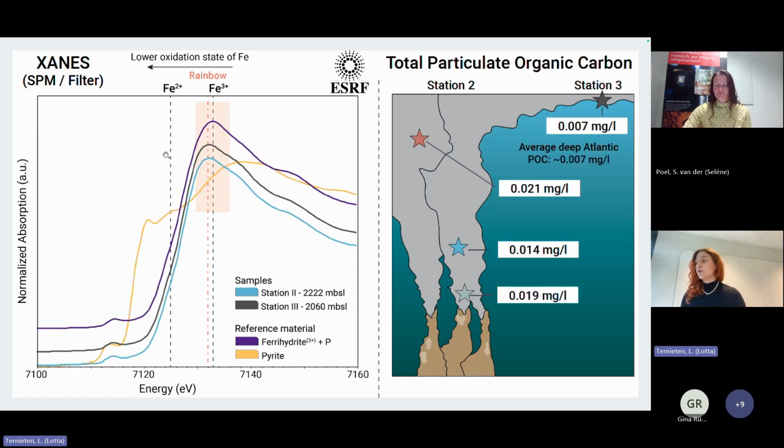I also did some total particulate organic carbon measurements. And here it turns out that yes, in the buoyant plume specifically, we have an elevated concentration of organic carbon of up to 0.021 milligram per liter, which is significantly above the average concentration in the deep Atlantic seawater, which is usually around 0.007 milligram per liter, which is actually identical to what we measure in our off-vent station. And this is very nice because it fits the overall idea that organic matter complexation stabilizes this iron. So yes, we have these higher concentrations.